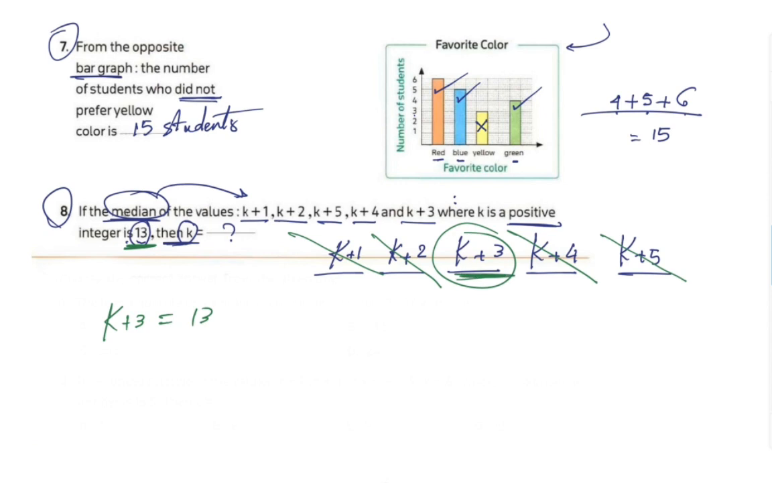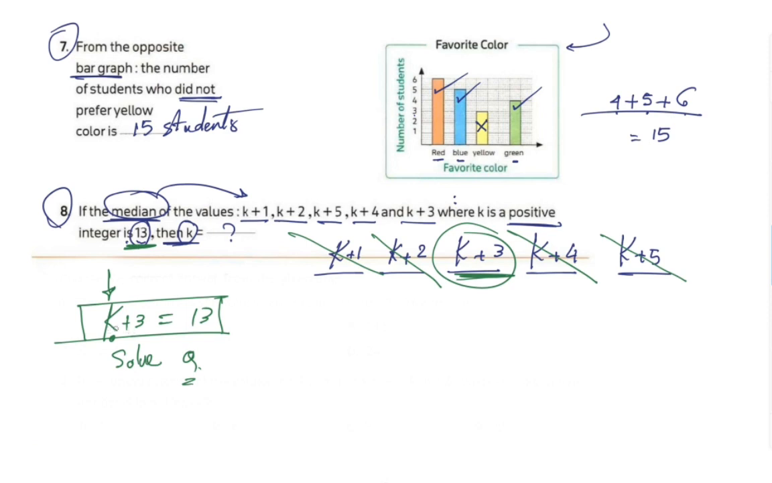And he said the median is 13. I will make an equation between these two values. Okay, I have k plus 3 equals 13. This is the question, and I have the unknown k. To find the value of k and answer the question, I need to solve this equation. Okay, how to solve the equation?